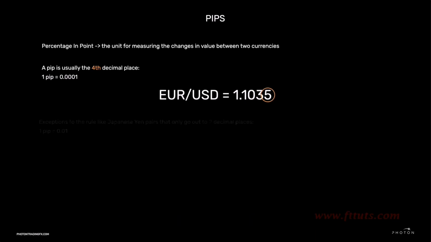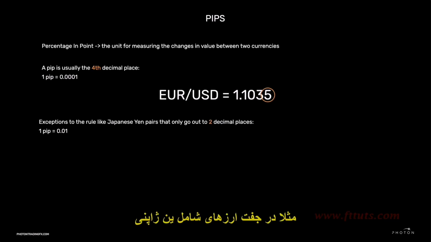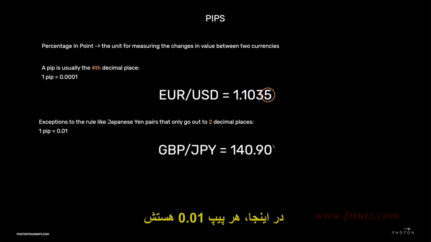0.0001. Now, it gets a little bit tricky because there are some exceptions to the rule, like the Japanese yen pairs, because they only go out to 2 decimal places. So in that case, 1 pip is equal to 0.01. Right, so you can see the subtle difference there, but it's just the yen pairs really that do that.